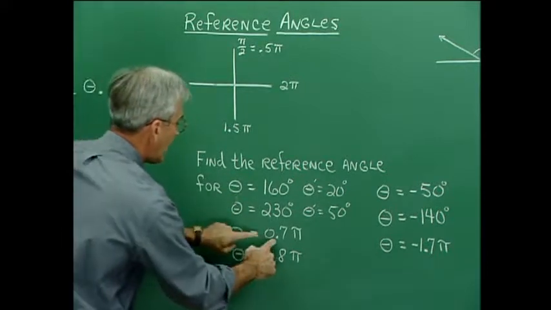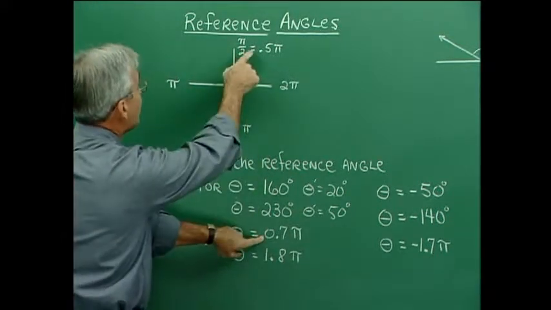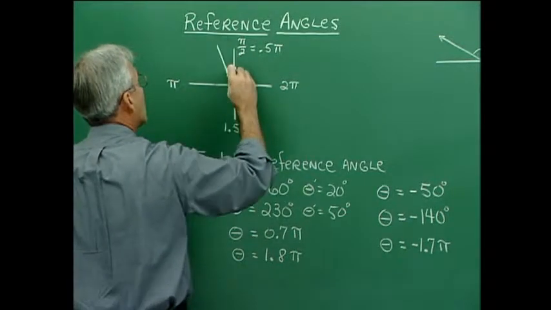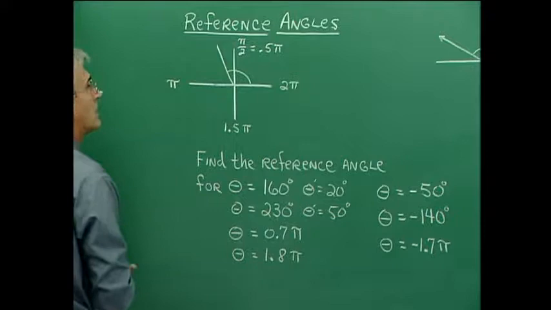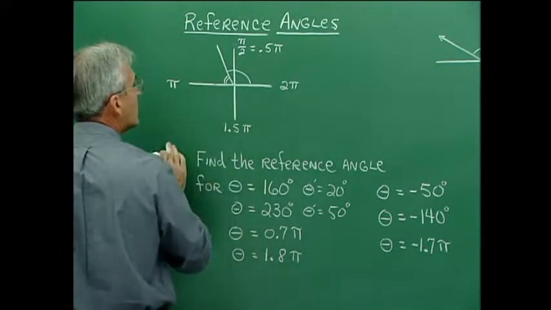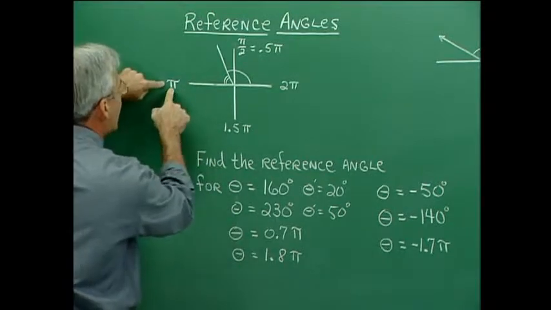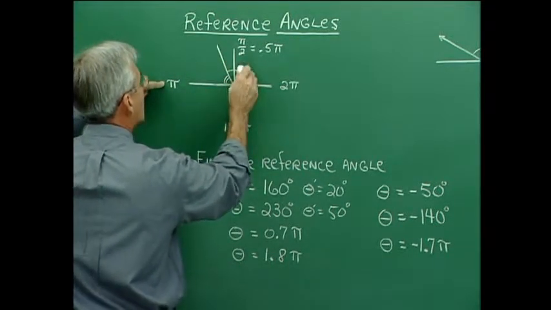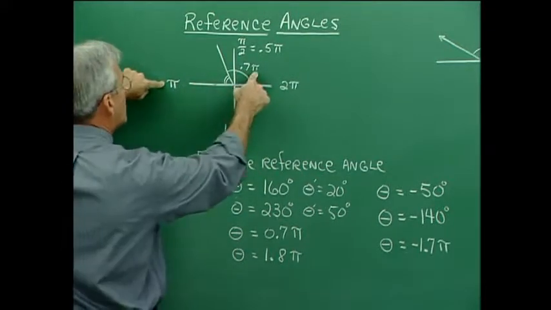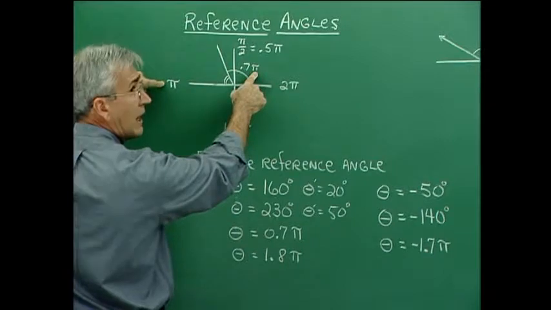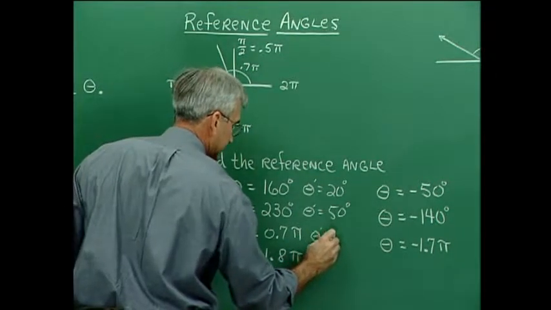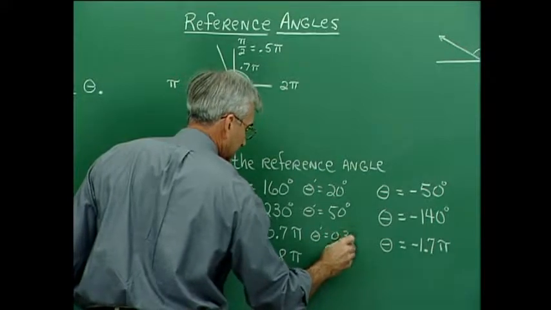So here, if we're talking about 0.7 pi, now 0.5 pi is right here at 90 degrees. So 0.7 pi would be something like this. You see? And so now we want our reference to be over here. So what we do is we take pi and we subtract the 0.7 pi. See, that's 0.7 pi. So pi minus 0.7 pi is 0.3 pi. You see, and so theta prime is 0.3 pi.